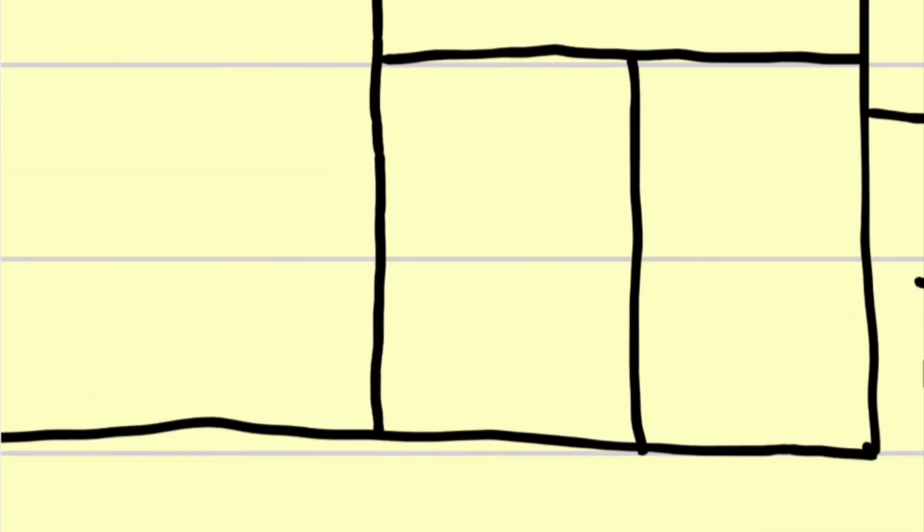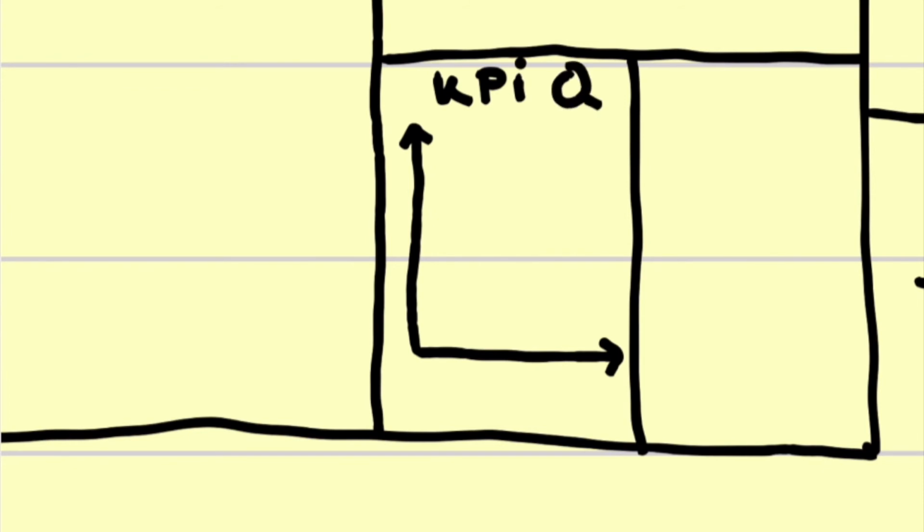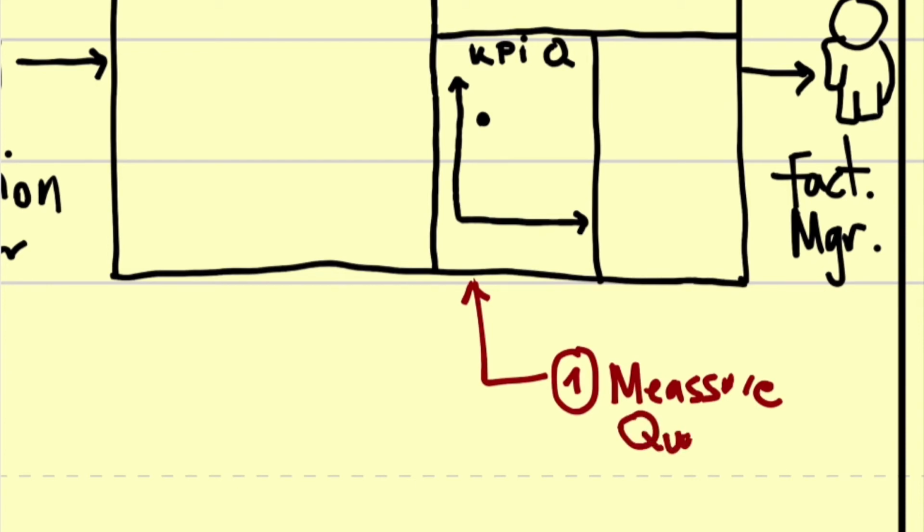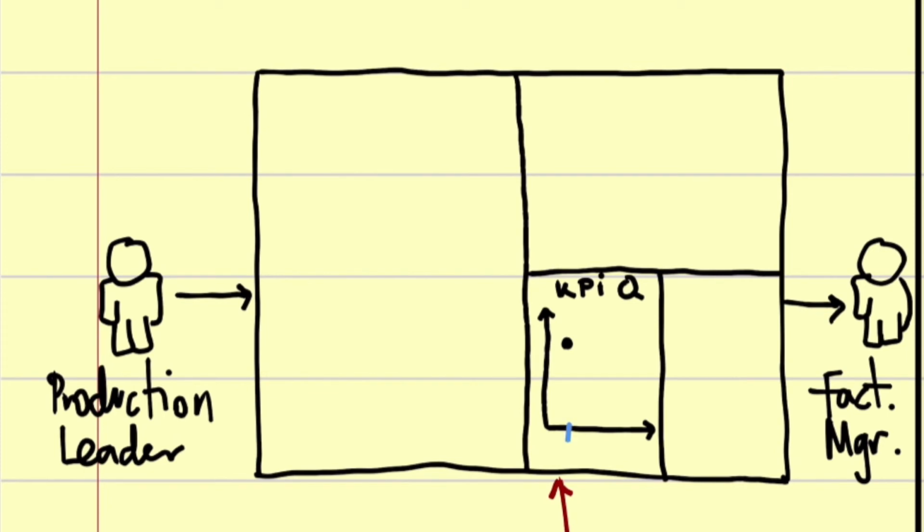So the first thing you do is you go and you measure your quality. Okay, the KPI, quality, and you measure it. So your first step, number one, is measure the quality. And you have, let's say, a number of wrong parts in your production. Okay, so this is your point. Today, you have that much wrong parts. This is time. So today, you have this measurement.